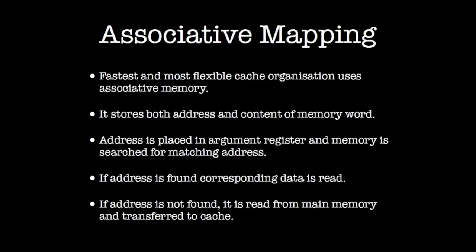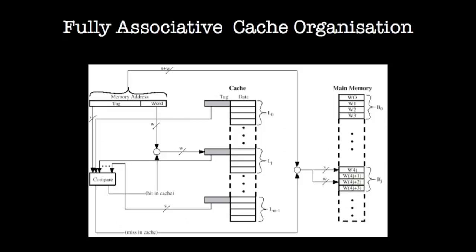At this point you should please take note that there are certain terminologies that are going to be used, such as word, tag and line. So in associative mapping, the cache memory stores both address and content of the memory word. Then the address is placed in an argument register and memory is searched for a matching address. If the address is found, the corresponding data is read. If data is not found, it is read from the main memory and transferred to the cache for faster access. This is a fully associative cache organization.